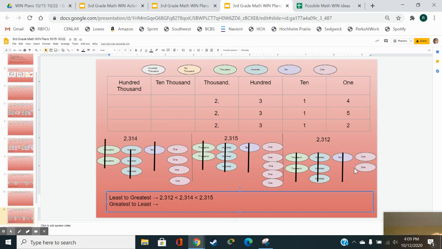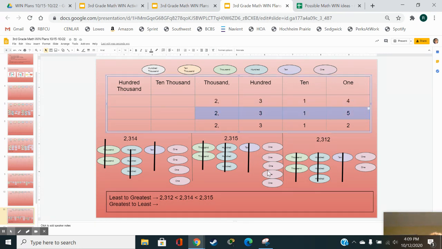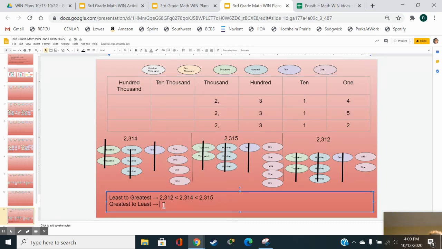Well, I want to know which one is greatest. So I'm going to look at this ones place. Well, I see that my 5 is the greatest. So that means that this is going to be my first number I'm going to write. So 2,315. Oops. 2,315 is greater than, and then I'm going to go to my next number.